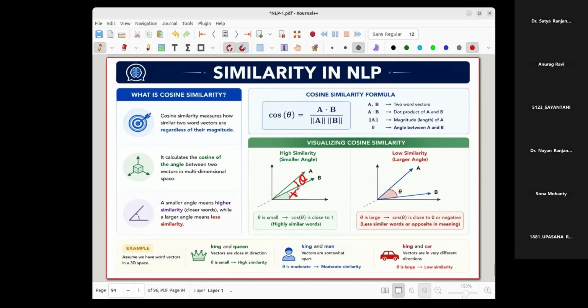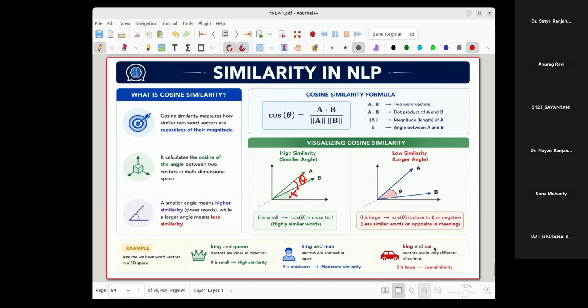If the angle is small, then we can say these two vectors, or these two words, are similar. How do we find that? We use the cosine similarity measure: cos theta is a dot b divided by mod a and mod b, the magnitude or length of a and length of b. If the angle between the word representations is greater, they are less similar. So this similarity measure can be used to find out whether two words represented numerically are similar.